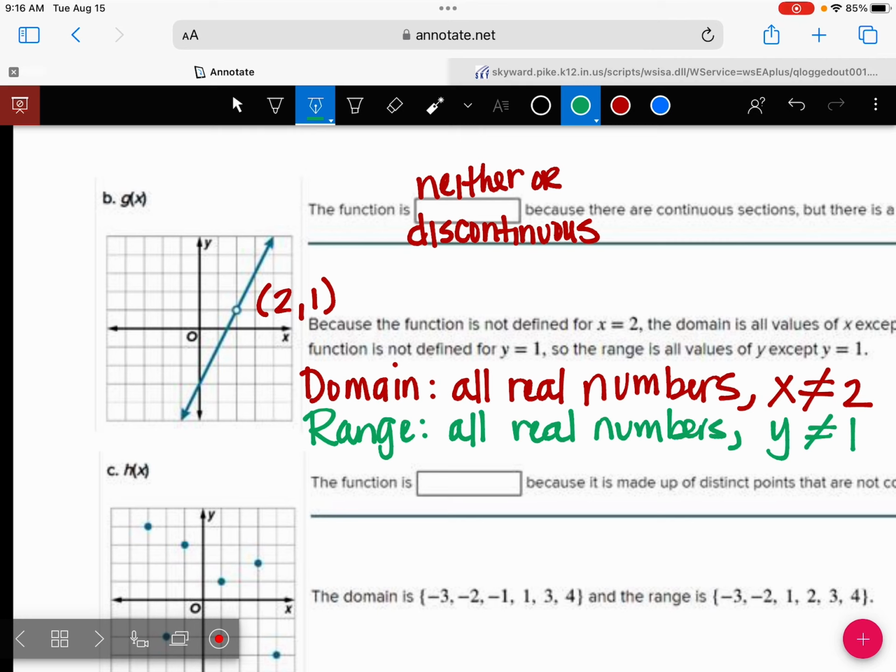So you put neither or discontinuous because of that open circle. If you take away that open circle, it would be continuous, and the domain and range would be all real numbers.